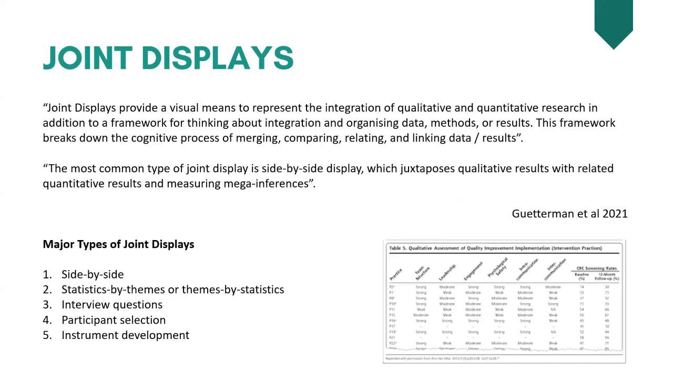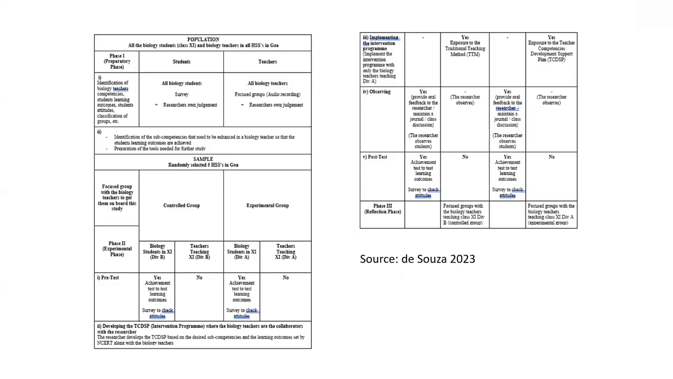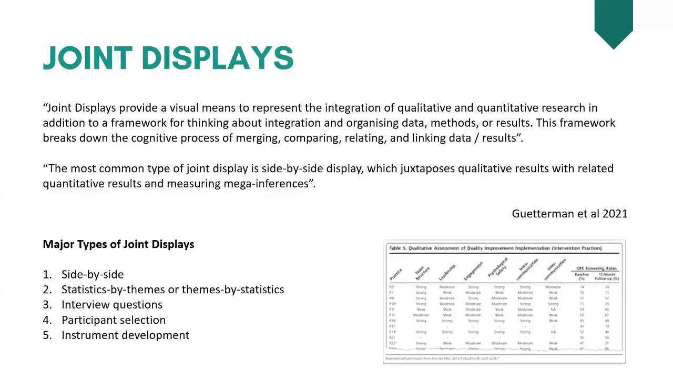relating, and linking data. So it's not like here or here or here, where I'm looking at what are my steps. What I'm looking at here is showcasing how the different data sets work together from an analysis perspective and how I'm using them together. And there are 5 major types of joint displays.